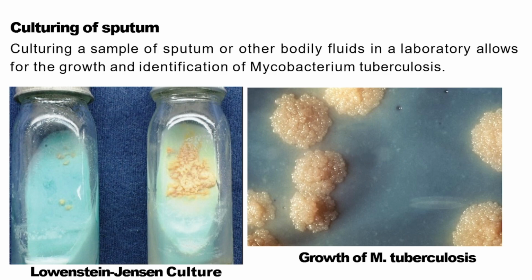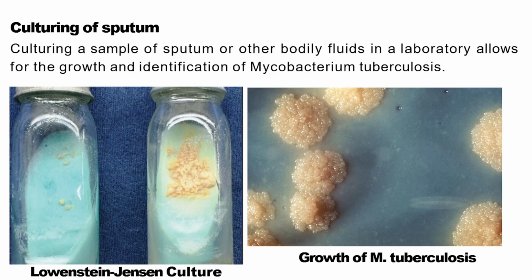Then there is the decontamination process. Before culturing, the sputum sample undergoes a decontamination process to remove any contaminants or the normal bacteria that may interfere with the growth of the Mycobacterium tuberculosis. And after the decontamination, there is a step of inoculation. The decontaminated sputum is then inoculated into the specific culture media that supports the growth of the TB bacteria.